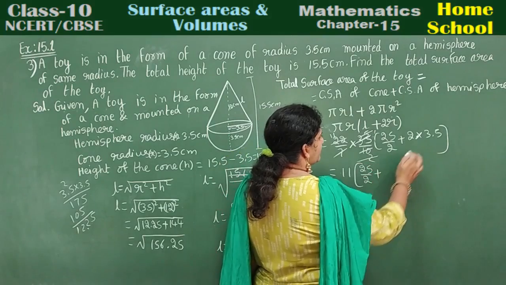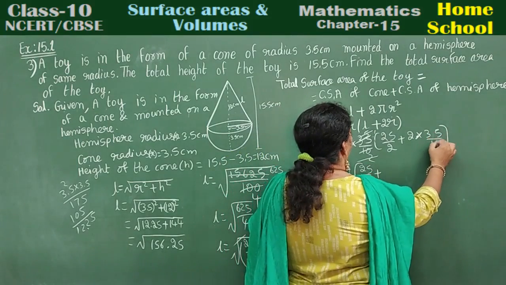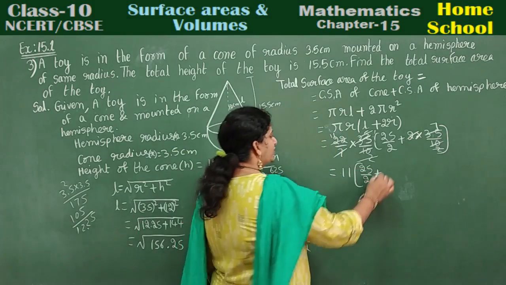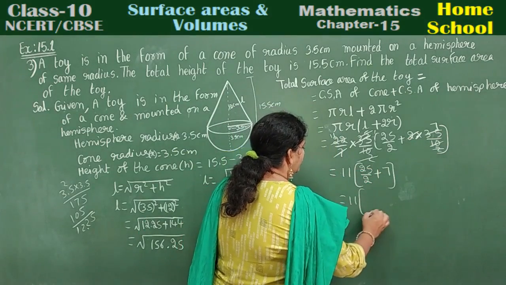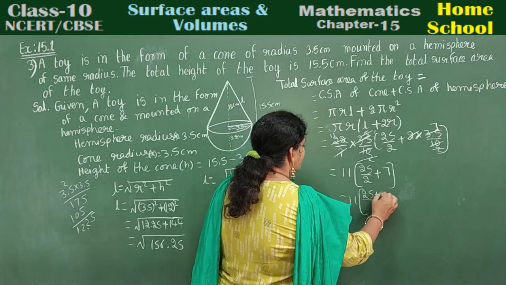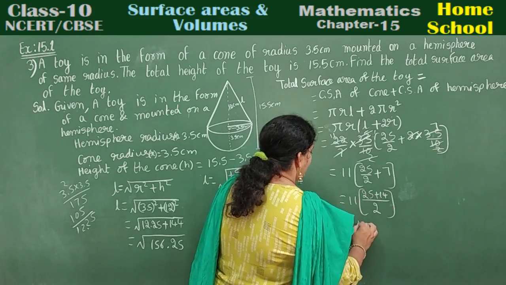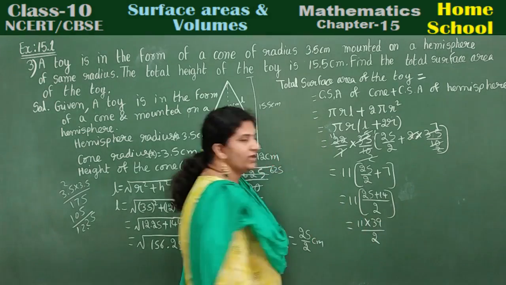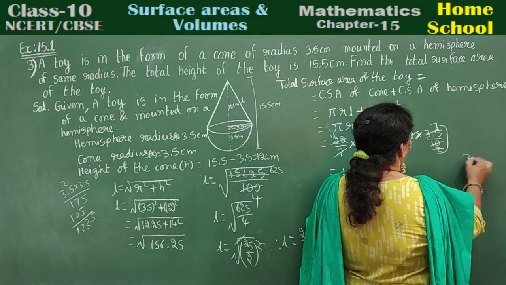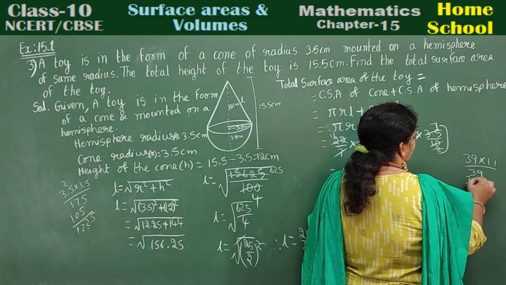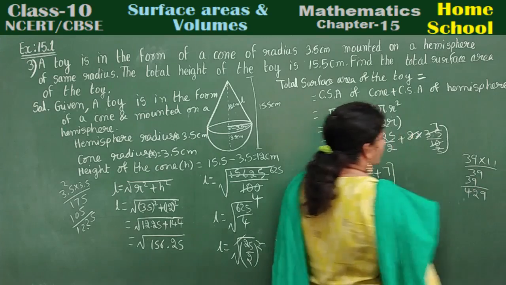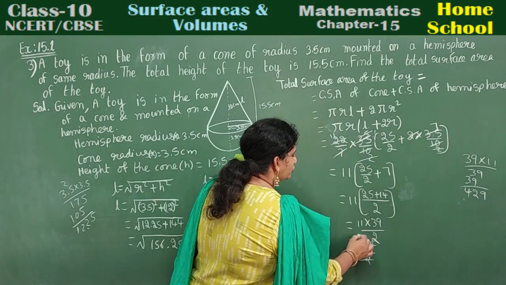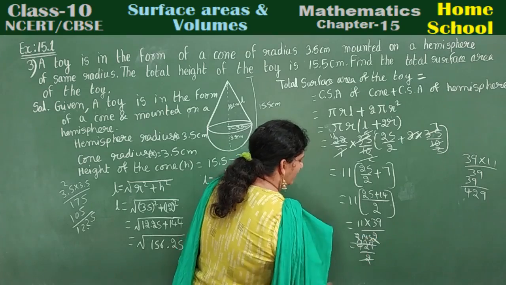25 by 2 plus, here also in the same manner, remove this decimal, 35 by 10. 5 7s are 35, 5 2s are 10. 2 2 cancel. You are left with 7. Do LCM. 11 into 25 plus 14. That will be 11 into 25 plus 14, which is 39 by 2. 39 11s are, multiply here, it will be 429, so 429 by 2. Cancel. 2 2s are 4, 2 1s are 2, 2 4s are 8, 0.5.